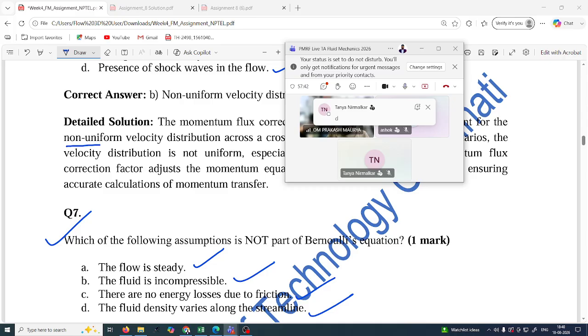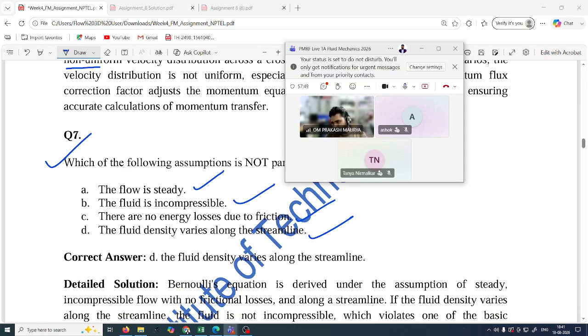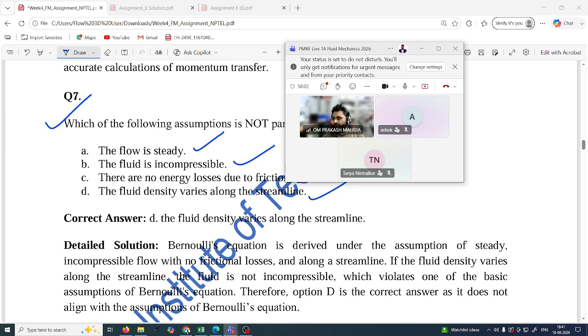Okay, so Tanya is also telling D option is correct. So definitely you both are correct here. The fluid density varies along a streamline. This is not part of your Bernoulli principle assumption. So let me just read the detailed solution for you.